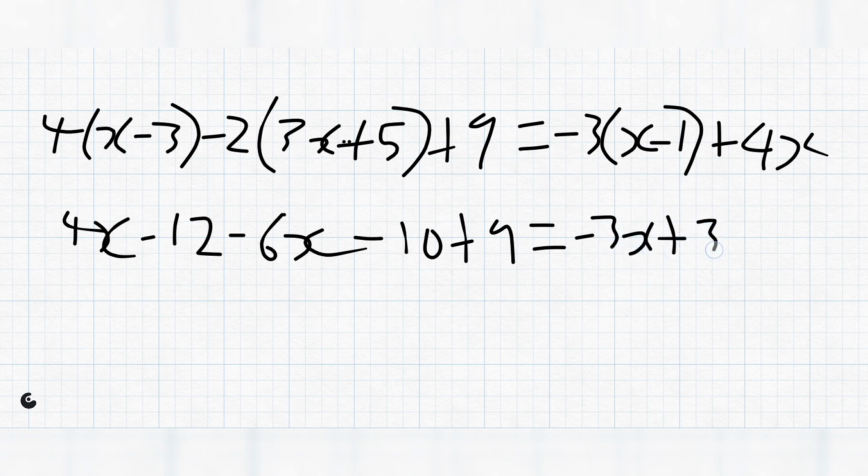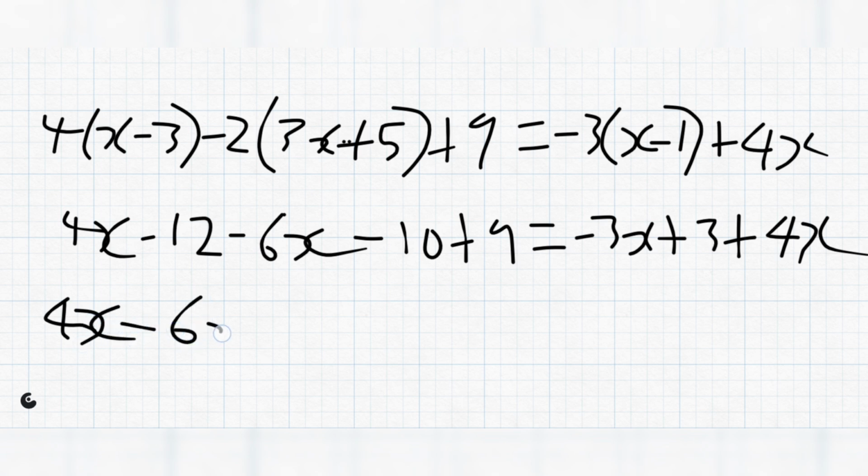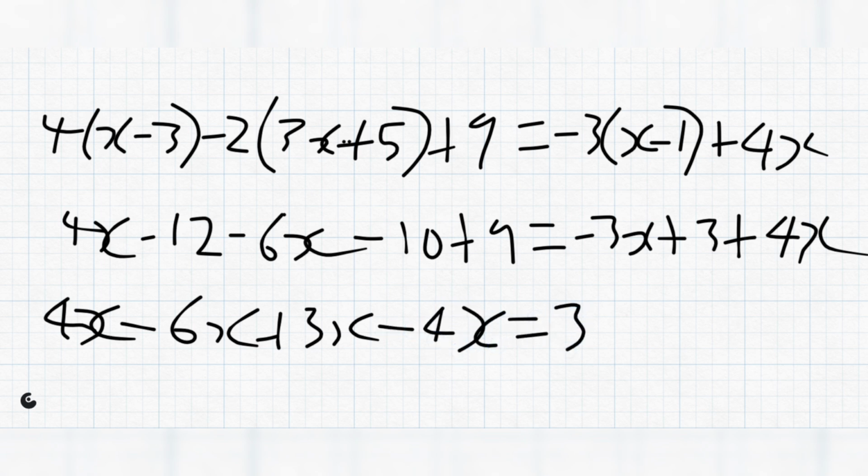plus 3 plus 4x. Now we collect like terms, move all the x to the left and all the numbers to the right. Now we're going to have 4x minus 6x. Now minus 3x coming to the left will become plus 3x. 4x coming to the left will become minus 4x equal to 3.